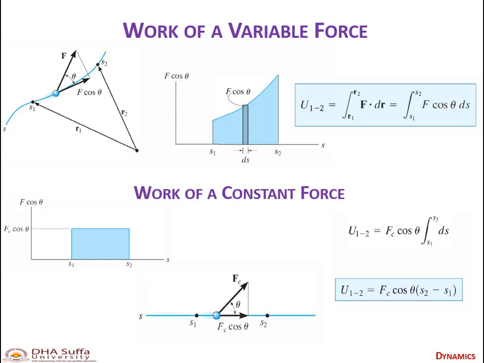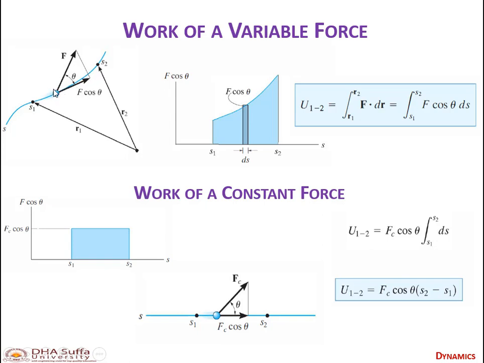So far in your previous classes, you have only covered forces which were constant. Now let's talk about a force which is variable. For example, you have a path denoted by the blue line S, and a particle is moving along this path, and the force F is acting on it. You must be aware by now that the only component responsible for the work done is the F cos theta component, which is along the direction of the motion, right?